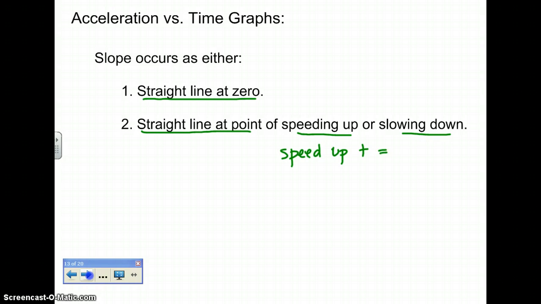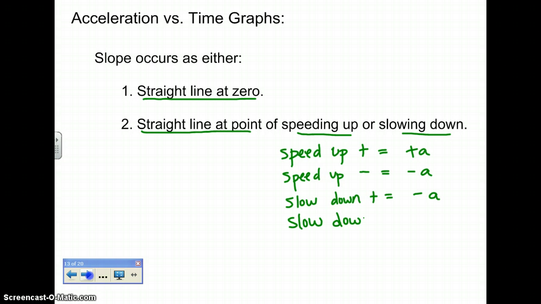So if you are speeding up in the positive direction, that'd be a positive acceleration. Speeding up in the negative direction would be a negative acceleration. Slowing down in the positive direction would be a negative acceleration. And slowing down in the negative direction would be a positive acceleration, right? Because two negatives give you a positive, two positives give you a positive, a negative and a positive gives you a negative. So there's kind of a summing it up for you.